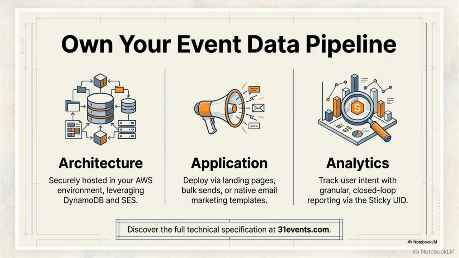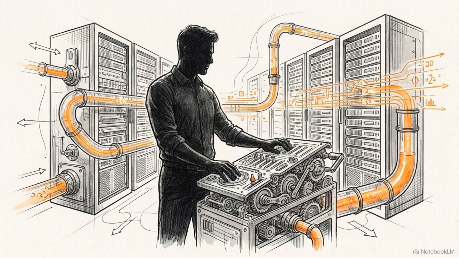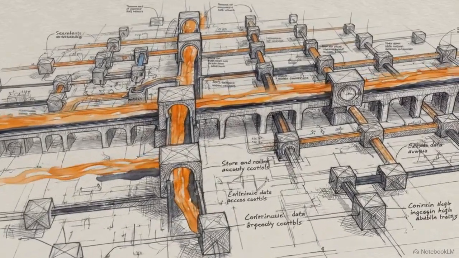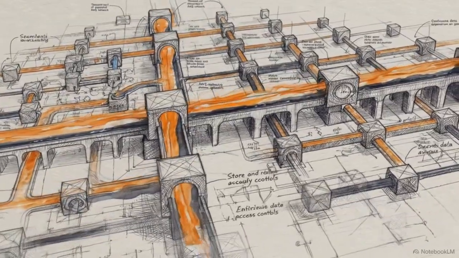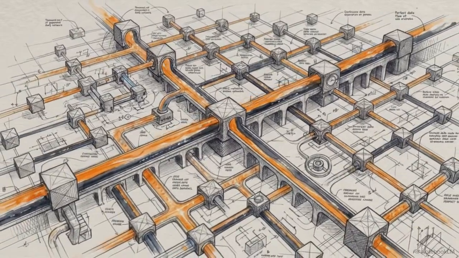This diagram illustrates that true mastery of calendar events requires 3 distinct pillars: secure architecture, omni-channel application, and closed-loop analytics. Implementing this ecosystem elevates event marketing. You stop guessing what happens after an invite is downloaded, and you start treating scheduling as a rigorous engineering discipline. By taking ownership of the infrastructure and utilizing REST APIs, you achieve absolute data continuity, turning every calendar invite into a precise, measurable touchpoint.